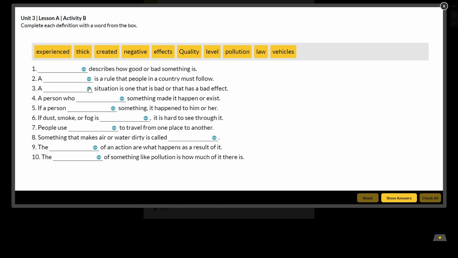All right, so we do know that in writing, when you start a new sentence, the first word is always capitalized. So even if you weren't sure, you know that this is going to be capitalized and the rest are not. So we know it's quality. Quality describes how good or bad something is. All right. A law is a rule that people in a country must follow. A law. You must follow the law. A negative situation is one that is bad or that has a bad effect. Well, negative is bad. So a negative situation is one that is bad or has a bad effect.